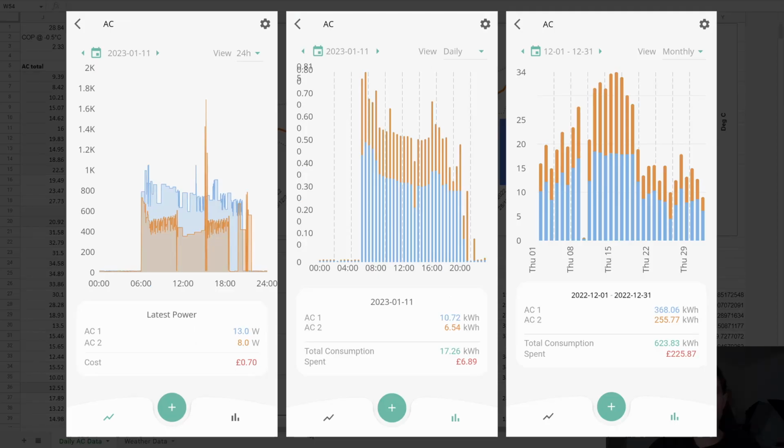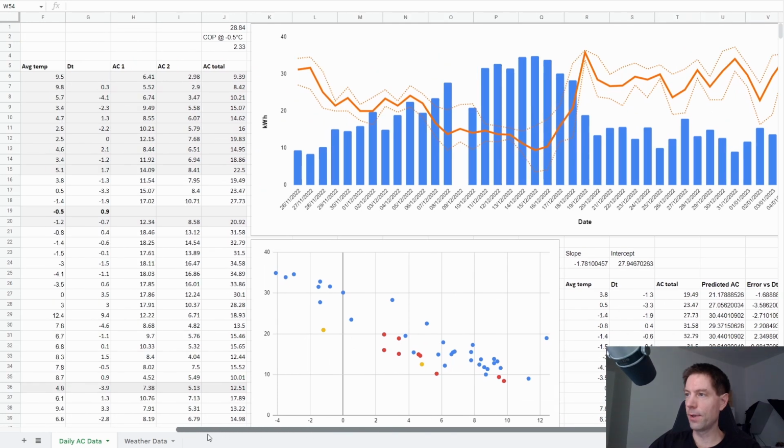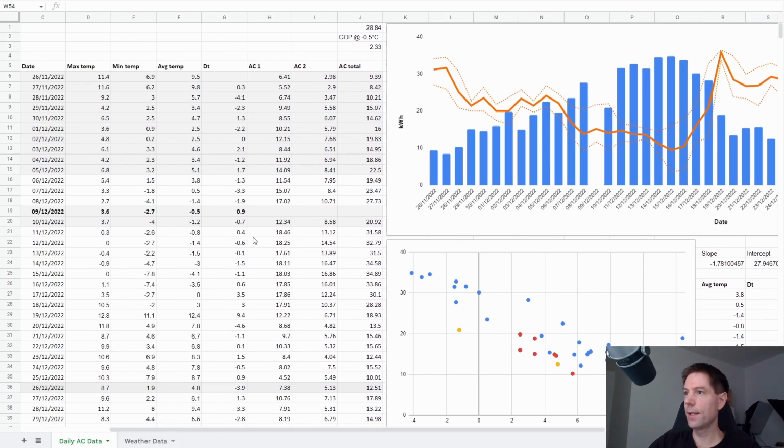So I'll put up a couple of screenshots to show you what the GivEnergy app looks like for some of this data. But basically what I've done is I've recorded the daily values for the kilowatt hours used for each of the external units, and I've added them up together. So I've put those in these columns here. AC1 is the first external unit, and AC2 is the second external unit, and then I've just added those up in this column here called AC total. AC obviously standing for air conditioning, even though we're using these for heating.